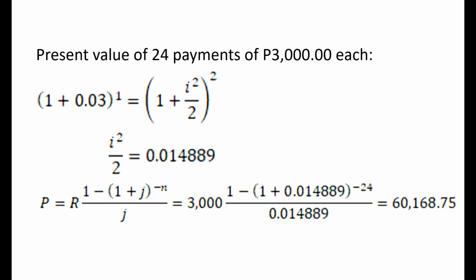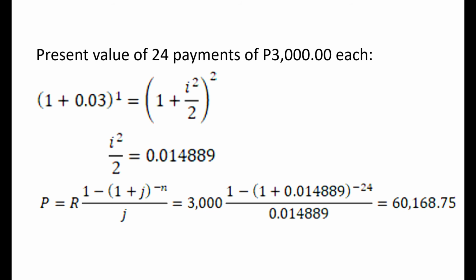So, we have quantity 1 plus 0.03 raised to the first power is equivalent to quantity 1 plus i squared over 2 for the semi-annual rate, close parenthesis raised to the second power. Okay, because the given is in terms of m equals 1, so we are to convert it using semi-annual rate. By manipulating the operations, we have i squared over 2 equals 0.014889.